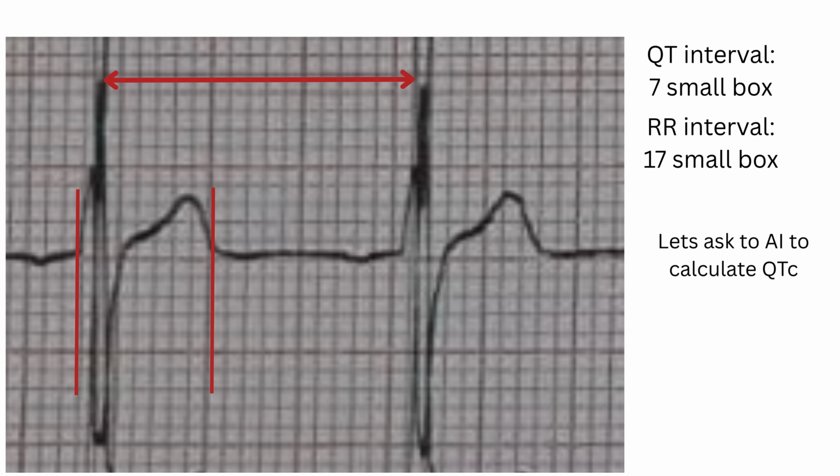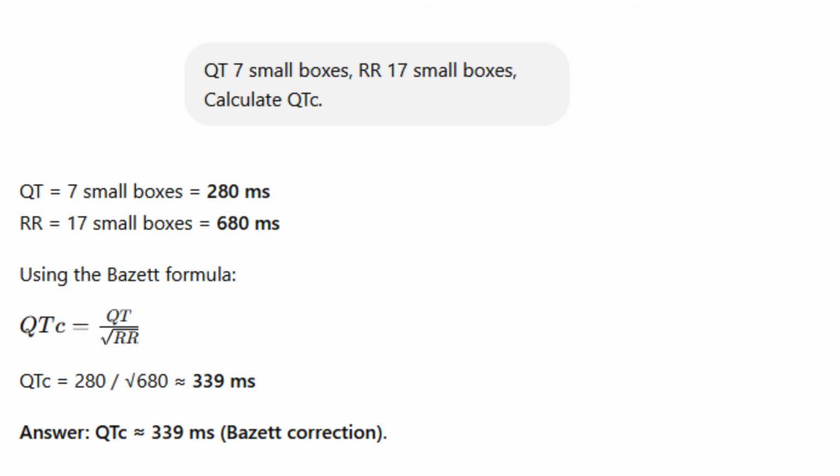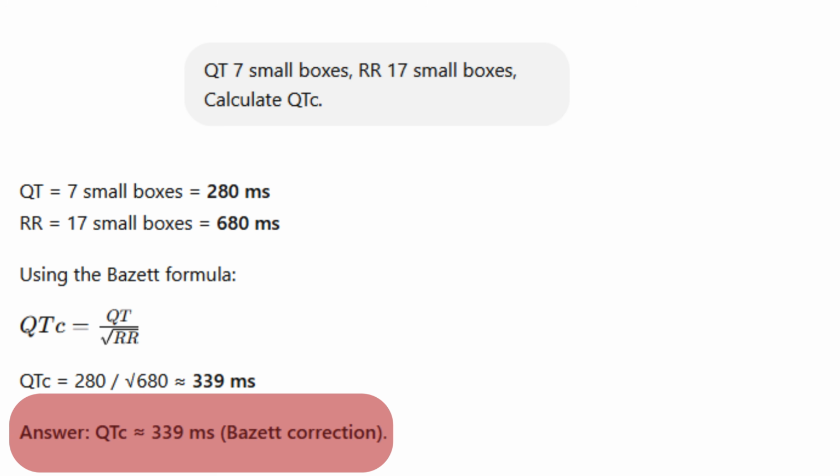Let's use AI to help us with the calculation and see what result we get. As you can see, we entered the measured QT and RR intervals into an AI tool and asked it to calculate the corrected QT interval, QTc. The AI calculated a QTc of 339 milliseconds.